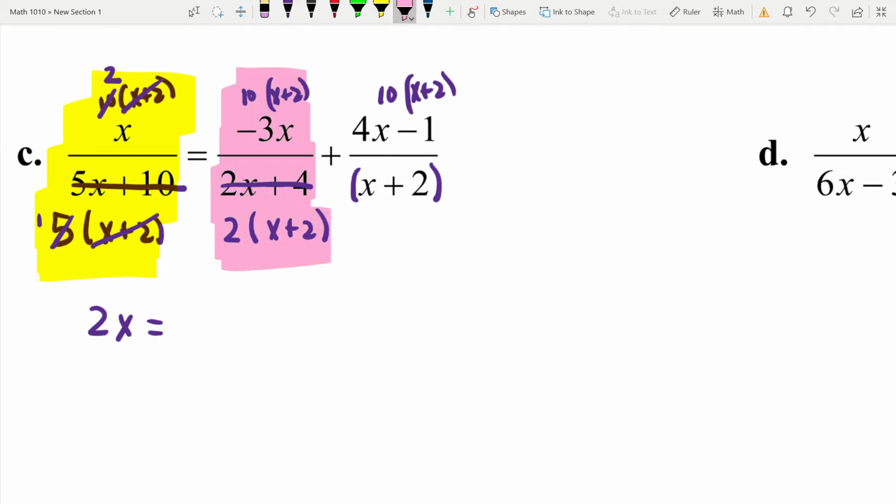Look at this pink one. x plus 2 cancels with x plus 2. 2 goes into 2 once. 2 goes into 10 5 times. 5 times a negative 3x is a negative 15x.